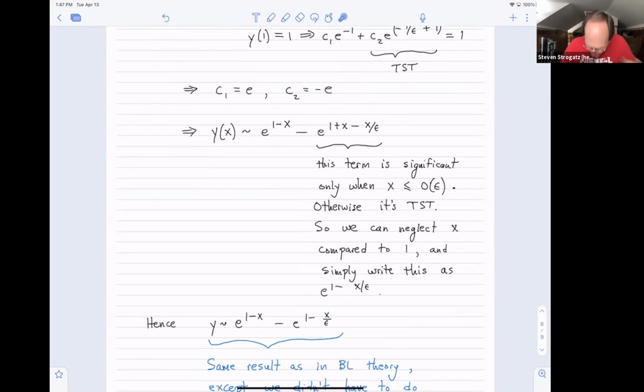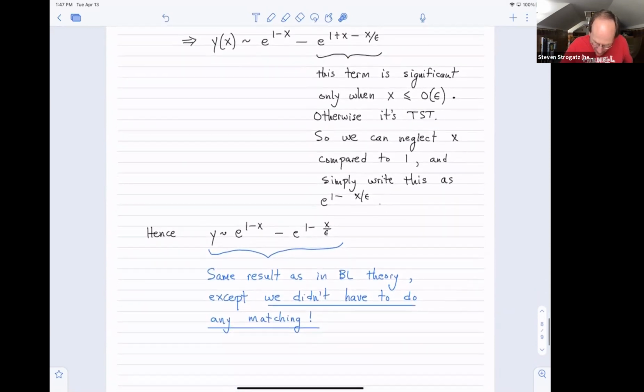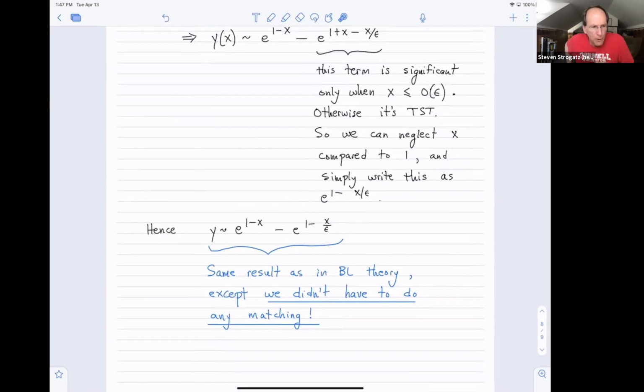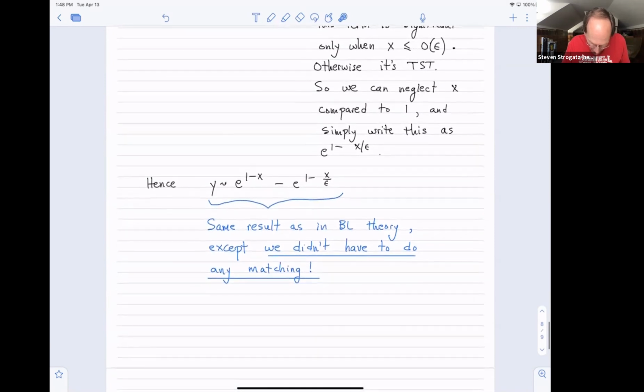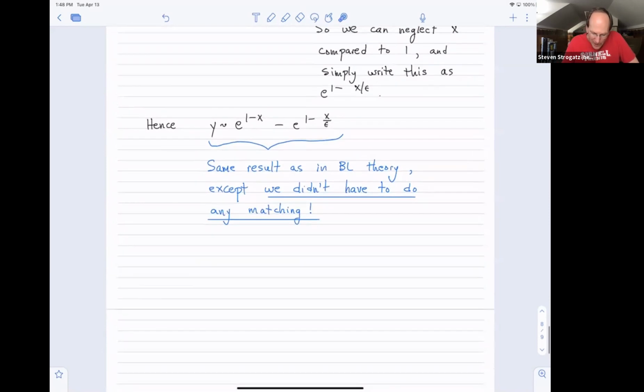And we would have never done matching. So I find that pretty remarkable. And especially in problems where matching is tricky, like if you wanted to do higher order matching or something, WKB has an advantage in that respect. But as I say, its big disadvantage is that it's just for linear problems. Okay, so that was boundary layer theory recapitulated through WKB.